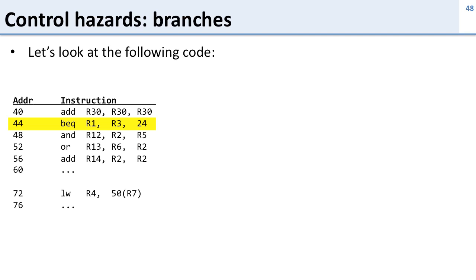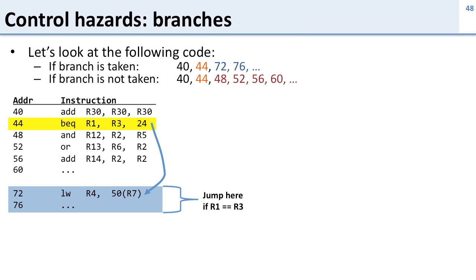So let's take a look at control hazards that we have with branches. So here we've got some code. There's a branch at instruction 44, and if there is the branch, we're going to jump down to the bottom part. So if the branch is taken, we'll do instructions 40, 44, and then we'll go down to 72 and 76. And if the branch is not taken, we're going to go right through the code all the way to the bottom. So when you look at this code, it makes perfect sense what's going to happen. But now we need to see what happens when you execute this code in a pipeline.